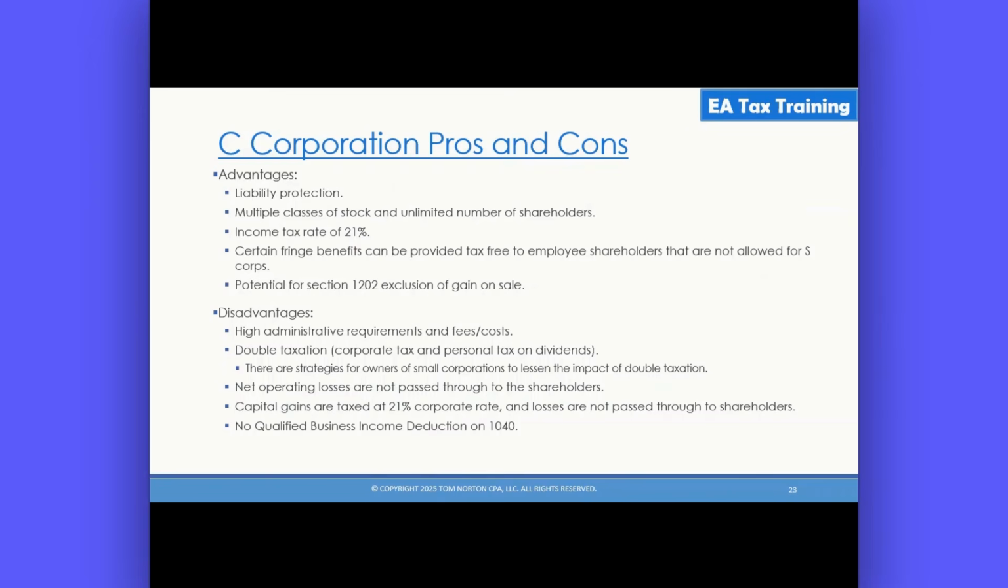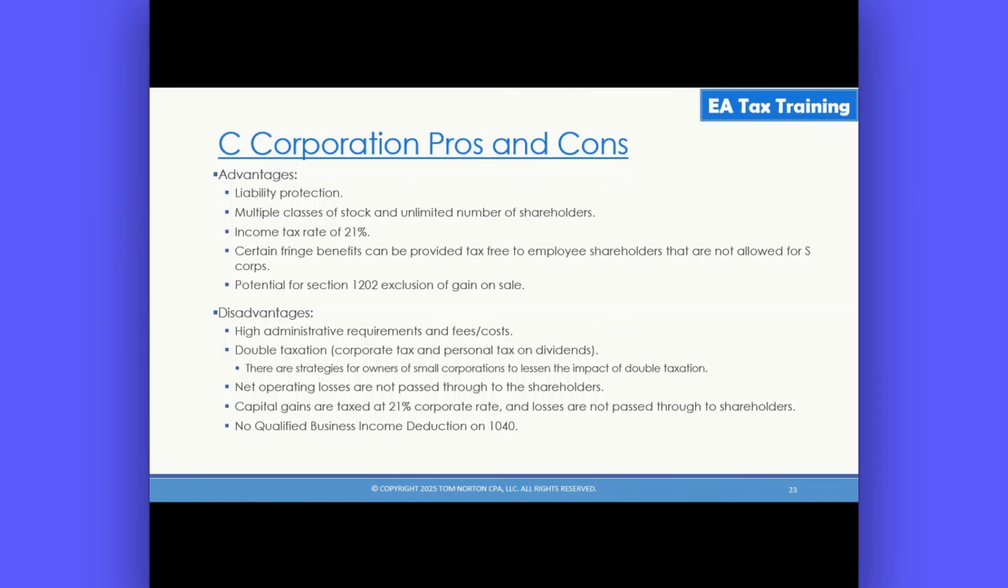So, the advantages and disadvantages of a C corporation. The advantages are liability protection, of course. Also, they can issue multiple classes of stock with an unlimited number of shareholders, and this is different than an S corporation that we will be talking about next. The income tax rate is 21%. Remember, for other entities, you're paying the tax at your personal tax rates, which can be higher than 21%. Remember, the personal tax rates can go all the way up to 37%, whereas at least right now, the corporation tax rate is only 21%.